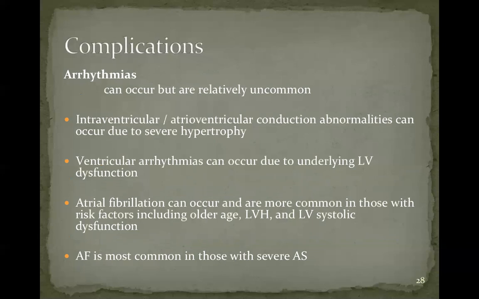The other complication we worry about is arrhythmias. They can occur, but they're relatively uncommon. You can see intraventricular or atrioventricular conduction abnormalities due to the severe hypertrophy. You can see ventricular arrhythmias due to LV dysfunction in patients who have systolic heart failure. Atrial fibrillation can also occur. And like I said, they're more common in patients who have other risk factors, including older age, LVH, and LV dysfunction. The most common arrhythmia in patients with severe aortic stenosis is atrial fibrillation.